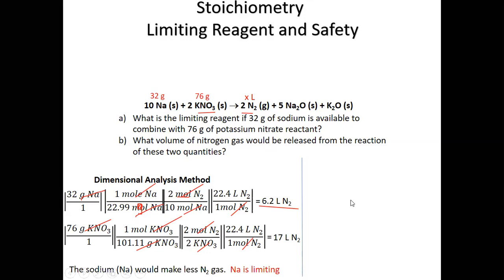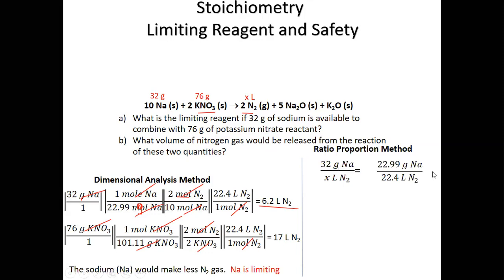Let's look at the process using that other strategy we call ratio proportion. Remember, when you set up the ratio proportion method, you always make two fractions. First fraction, given over desired. So we're going to start with our sodium amount and see what volume of nitrogen that could produce. Just like we did in the top example for dimensional analysis, we want to see what volume 32 grams of sodium could produce.